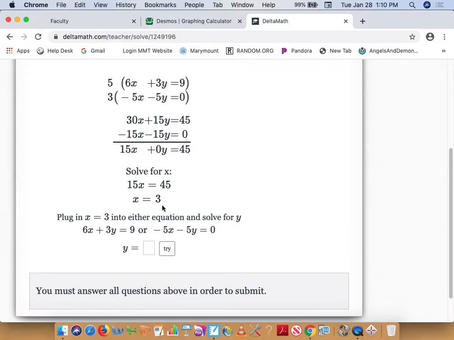Now to find y, I fill into either one of these two. I'm going to do it in my head, which you shouldn't do, and I hope I get it right, but I think it's negative 6. You should do it on a piece of scratch paper.